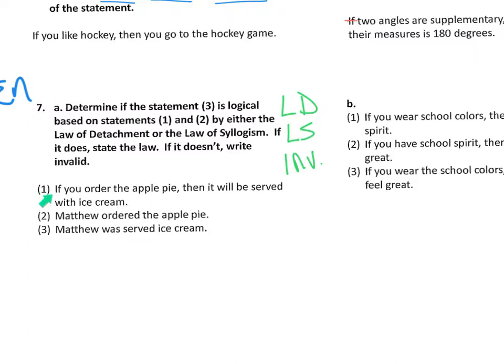So 1, if you order the apple pie, then it will be served with ice cream. Matthew ordered the apple pie. Matthew was served with ice cream. Okay? So we got to determine if it's logical, and is it by detachment, syllogism, or is it invalid? If you order apple pie, then it will be served with ice cream. Matthew ordered apple pie. Matthew was served ice cream. So which of those do you think it is? Remember, detachment, we're just drawing a conclusion from a fact. Syllogism, we're getting rid of who is doubled up, who we're saying twice.